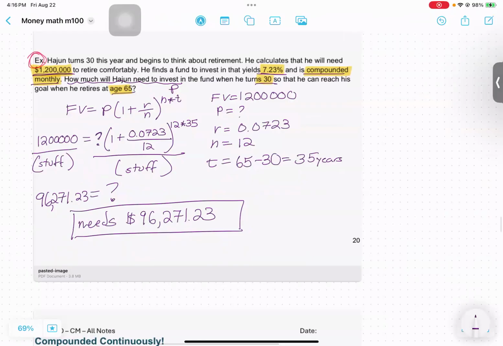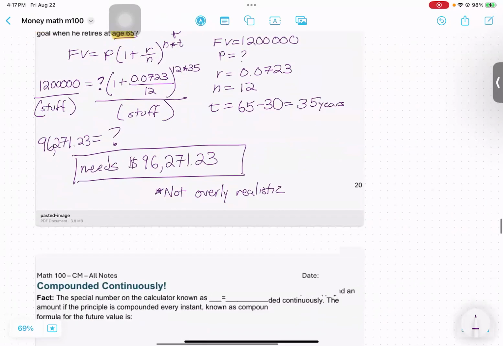All right. And again, maybe give yourself a little caveat. This isn't a super real life situation, but maybe Hejun is a person who's decided to sell his business and he's going to have this $96,271 he can put in and leave for his retirement. Okay. So not overly realistic, but something to think about. Okay? Something to aim towards.